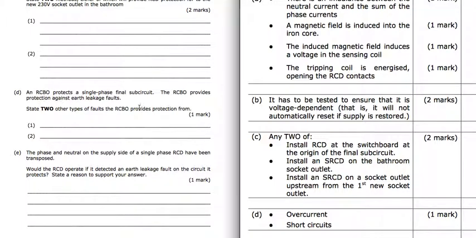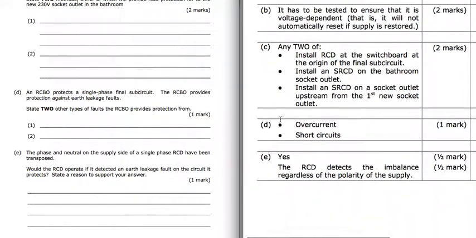RCBO, so this is going to give us earth protection like a normal RCD, but we've also got overcurrent protection and short circuit protection. So the two other types of fault it would protect against would be overcurrent and short circuit.